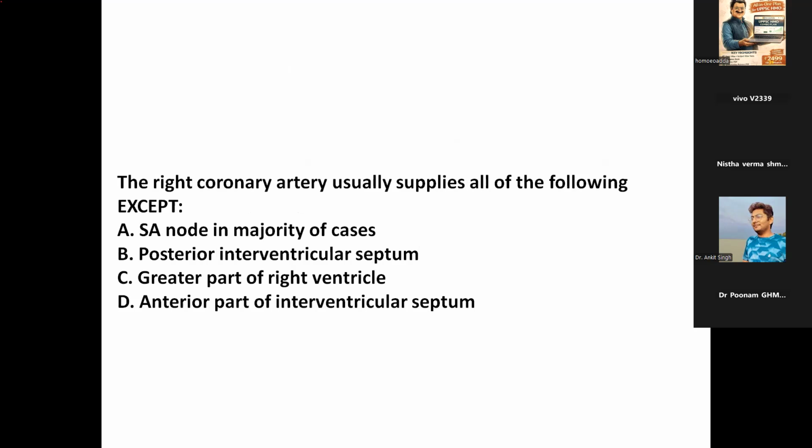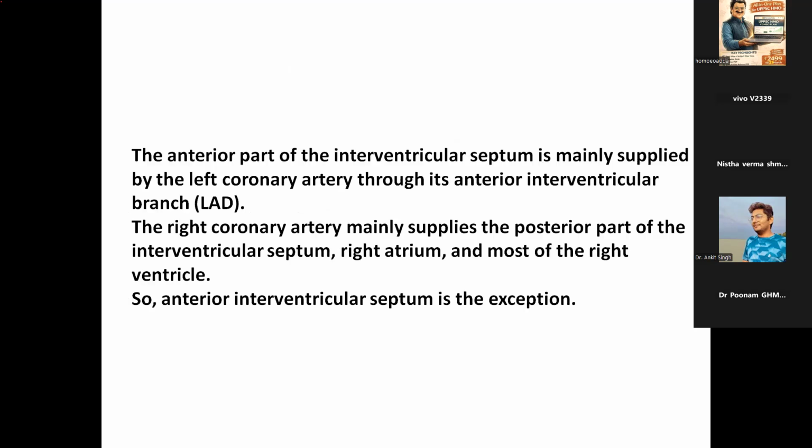The right coronary artery usually supplies all of the following except: the anterior part of the interventricular septum. The anterior part of the interventricular septum is mainly supplied by the left coronary artery through the anterior interventricular branch. The right coronary artery mainly supplies the posterior part of the interventricular septum, the right atrium, and most of the right ventricle. So the anterior ventricular septum is the exception.